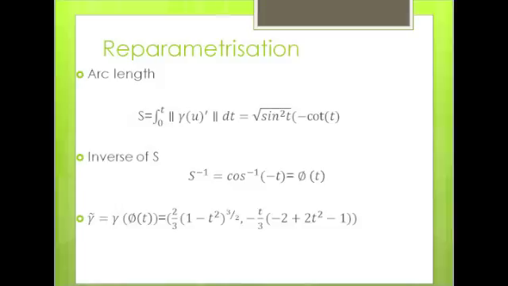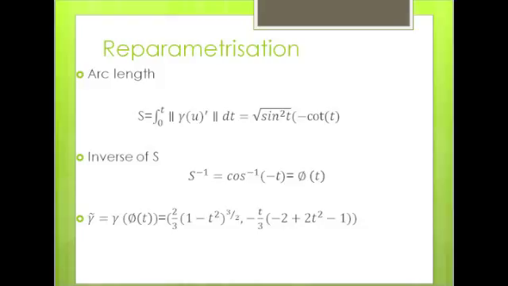Then we need to find the unit speed reparametrization of gamma. We first find the arc length s, which is equal to the integration of the norm of the first derivative of gamma, and the exact value is shown on the screen. Then we need to find the inverse of s, which is equal to cosine of minus t to the power of minus 1, and it is equal to phi t.